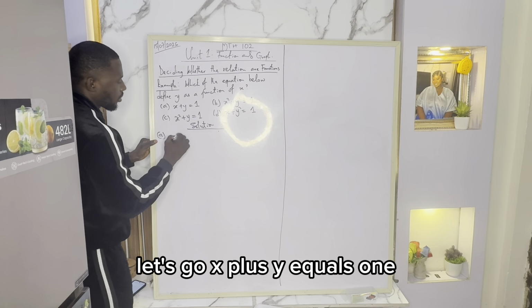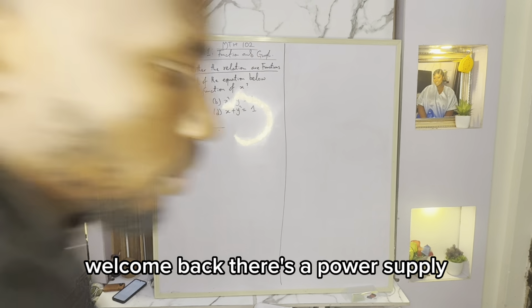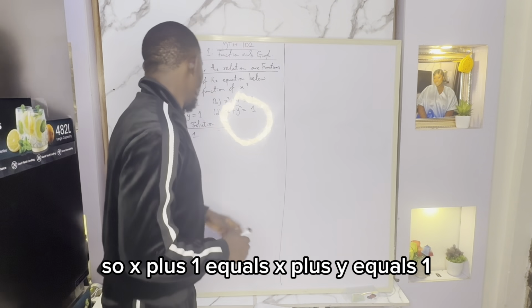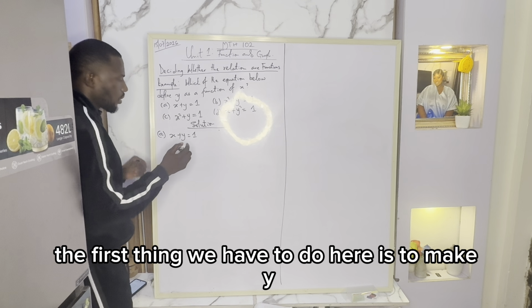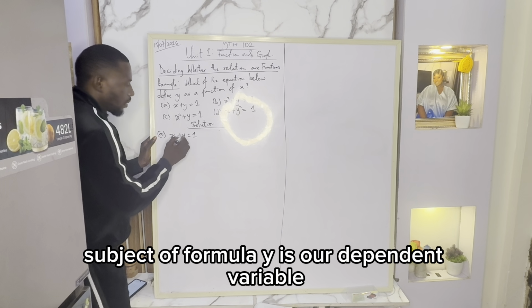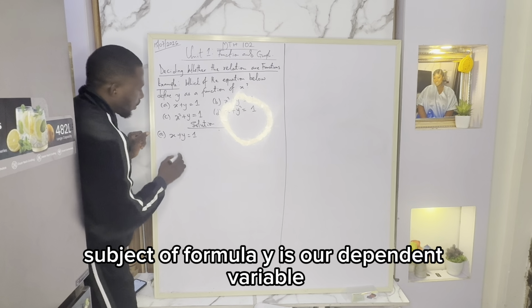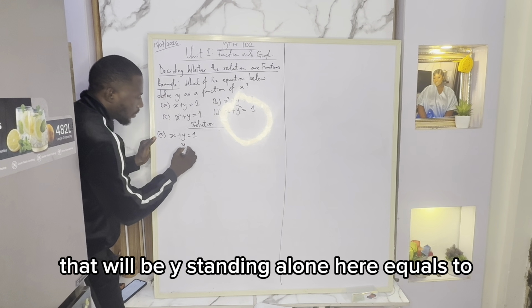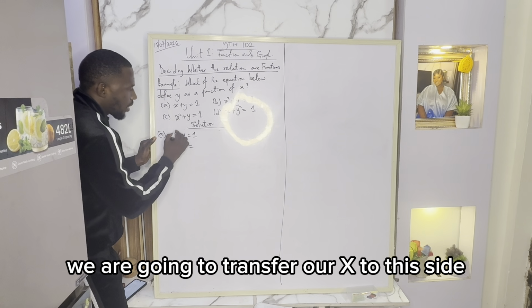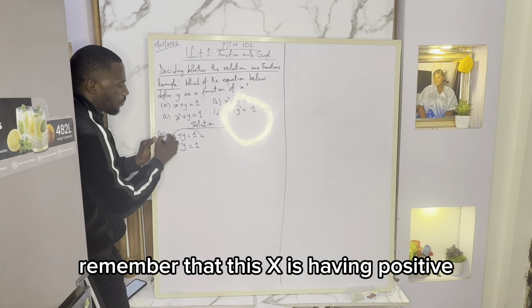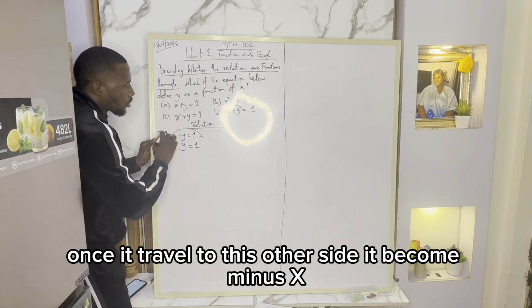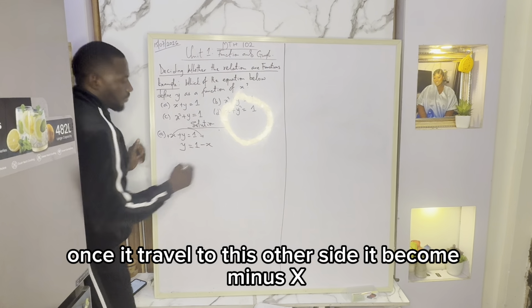Let's go. x plus y equals 1. So x plus y equals 1. The first thing we have to do here is to make y subject of formula. y is our dependent variable. Now that will be y standing alone here equals to, we are going to transfer our x to this side, then it will become 1. Remember that this x is having positive invisible plus here. Once it travels to this other side, it becomes minus x.